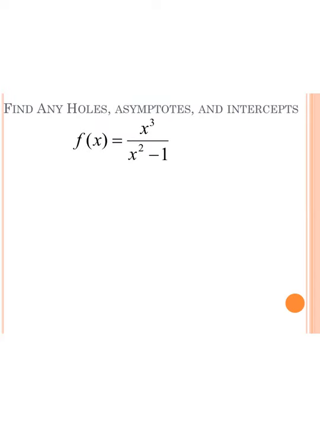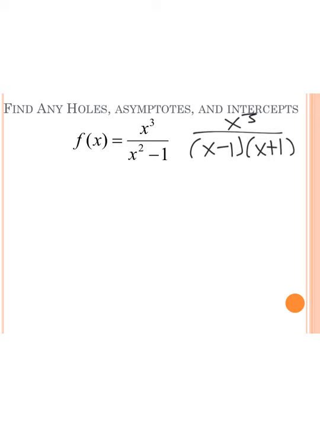All right, we're going to find all the information for our rational function here. To begin with, we're going to investigate if we have a hole or not. For my numerator, I have x cubed, which I can't really factor. For my denominator, I can factor that as x minus 1 and x plus 1. And notice that we don't have anything to cancel, so we do not have a hole. I'm going to move on to find my vertical asymptotes.